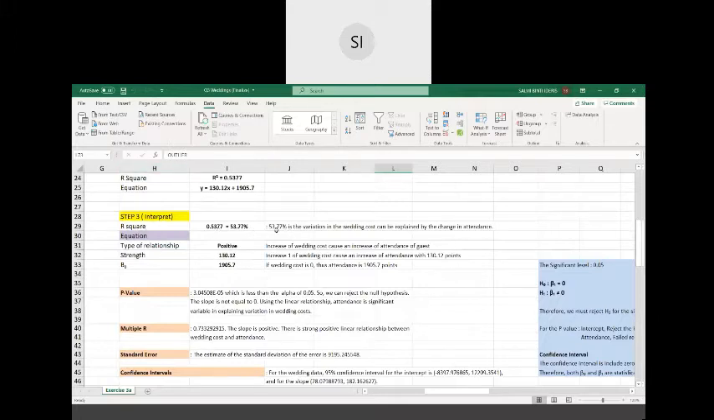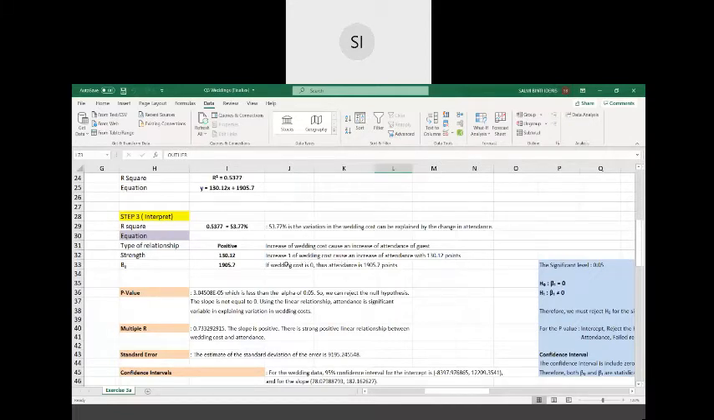That means 53.77% is the variation in the wedding cost can be explained by the change in attendant. So the equation type of relationship is positive sebab dia menaik slope dia. Increase of wedding cost, an increase of the attendant of guests. Okay, the strength increase one of wedding cost an increase of attendant with 130.12 point.